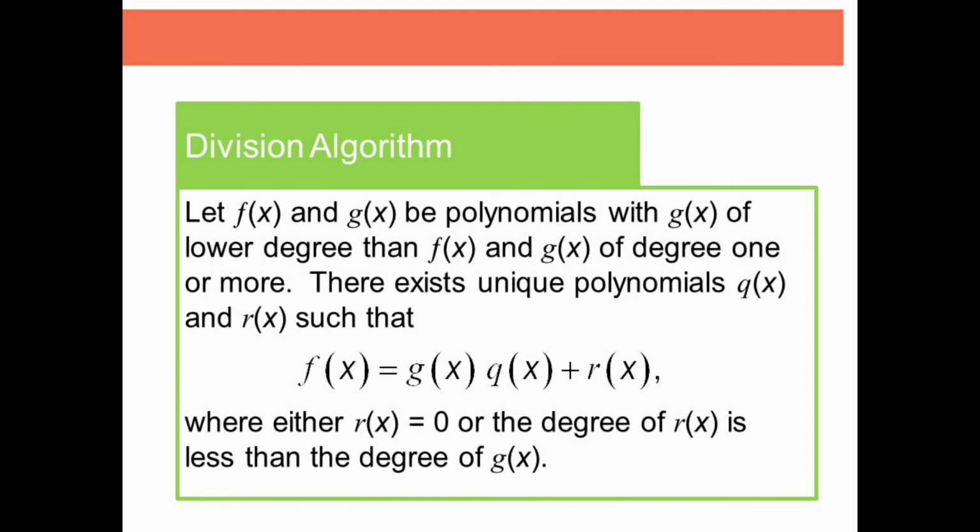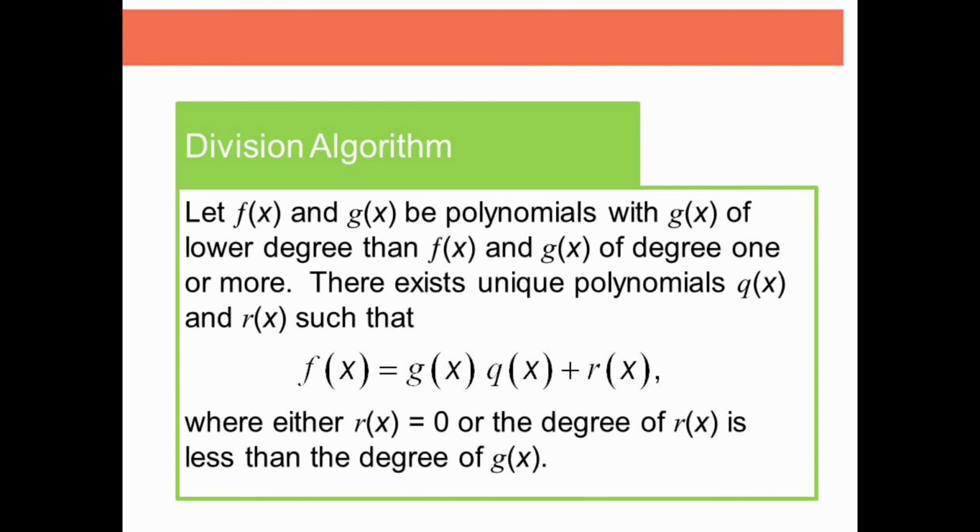It is also applicable for polynomials. Let f(x) and g(x) be polynomials with g(x) of lower degree, and degree of g(x) 1 or more. There exist unique polynomials q(x) and r(x) such that f(x) = g(x) into q(x) plus r(x), where either r(x) equal to 0 or the degree of r(x) is less than the degree of g(x).